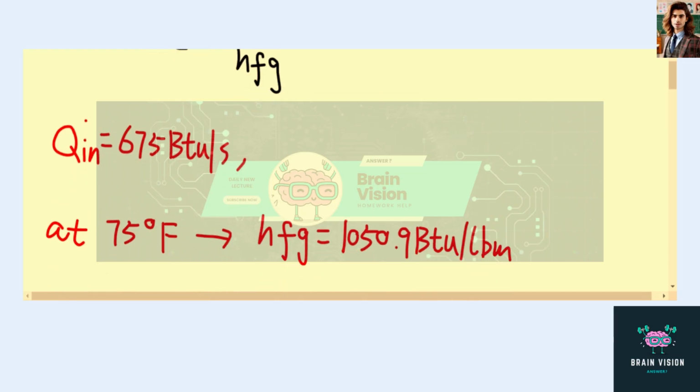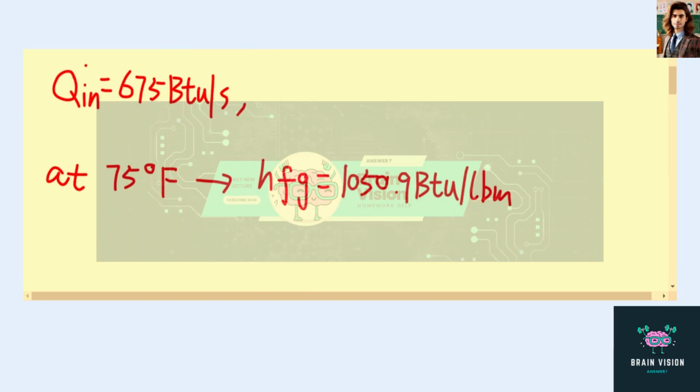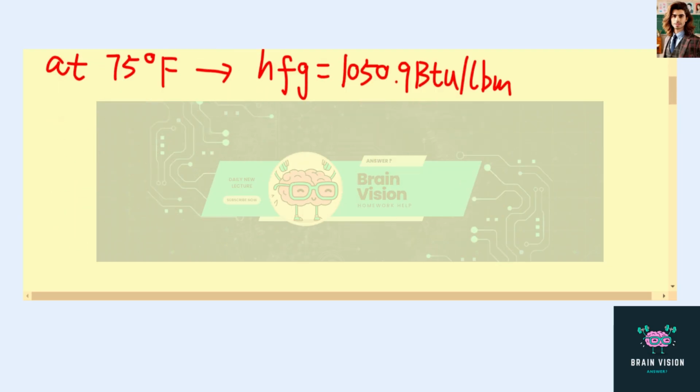Okay, so now we know Q dot in, which is the one we just calculated, is given as 675 British thermal units per second. And then at 75 degree Fahrenheit, if you take a look at the table of the saturated water, the enthalpy of the vaporization of the water is 1050.9 British thermal units per pound mass.